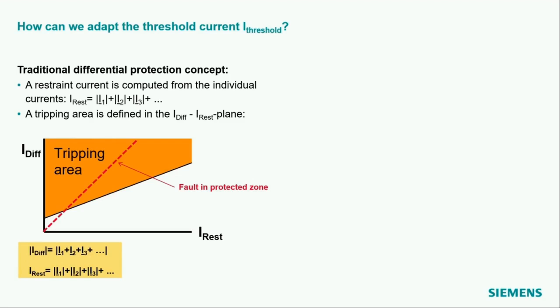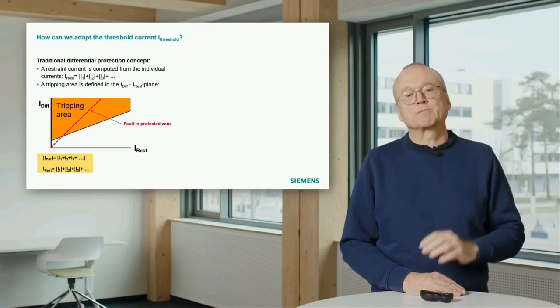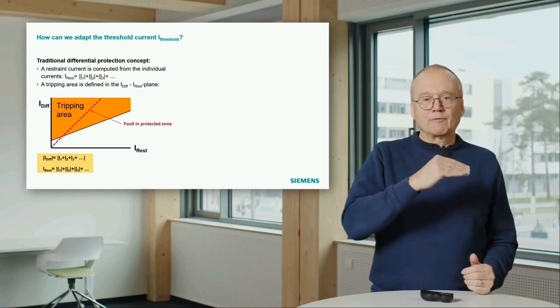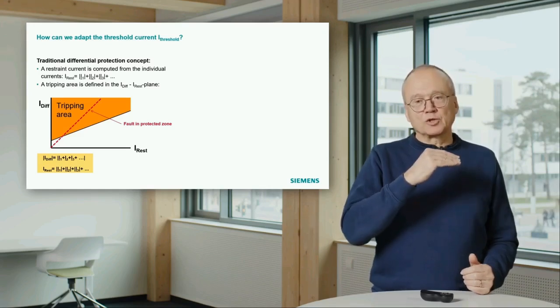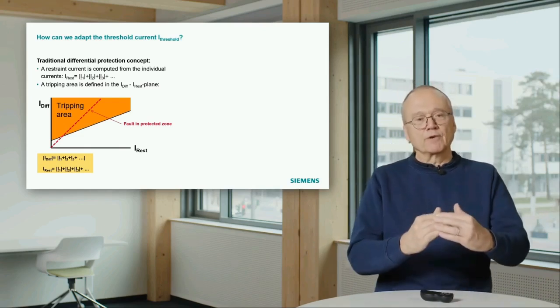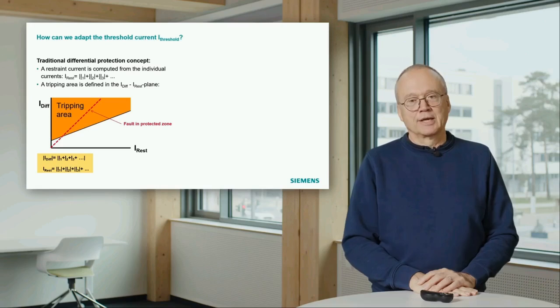And what you can see also from this diagram is if you have a fault in the protected zone with a very low current, you are still in a white area, it will not trip. That means with this principle you have a certain level of fault current which must be there so that the protection will react on that. So for very, very low currents it will not see the fault.